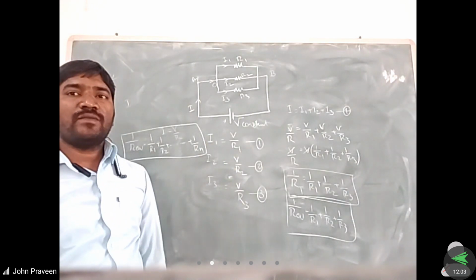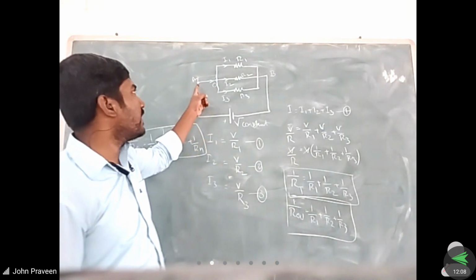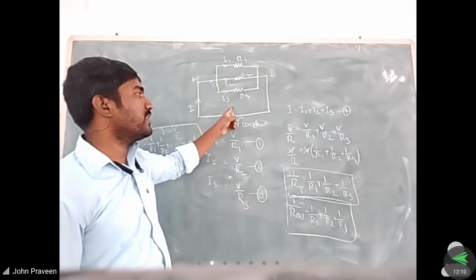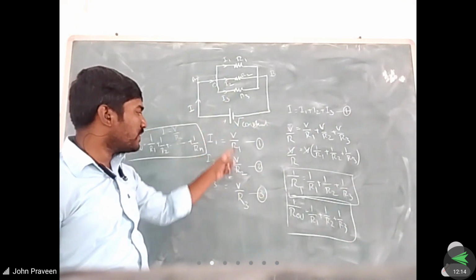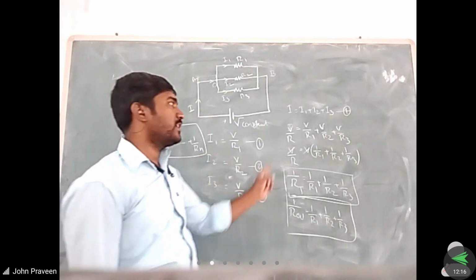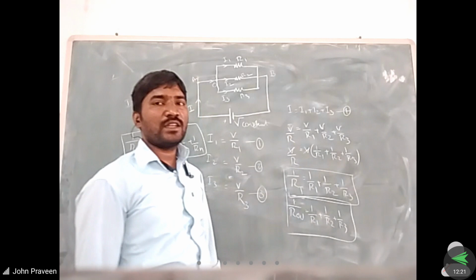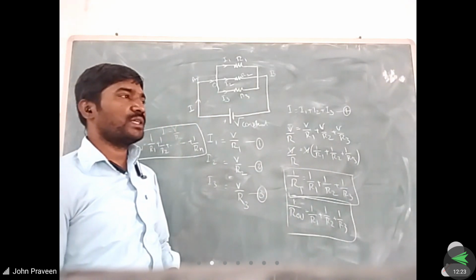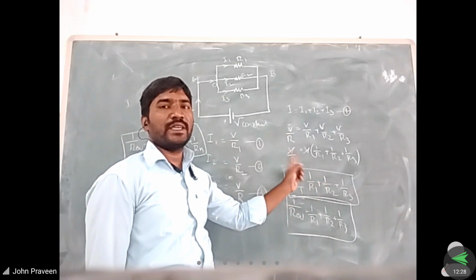So already we know that the entering current is equal to the leaving current. So I is equal to I1 plus I2 plus I3, which we are assuming as equation 4. We substitute equations 1, 2, 3 in equation 4. Then we get V by R is equal to V by R1 plus V by R2 plus V by R3. Taking V as common, both sides get cancelled.